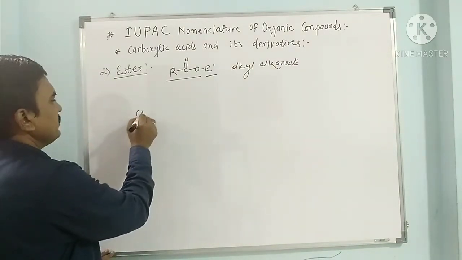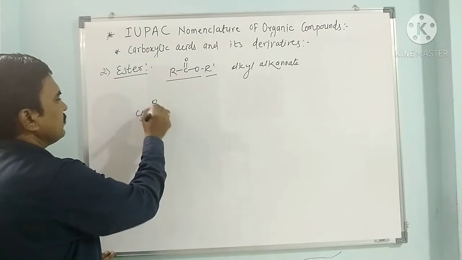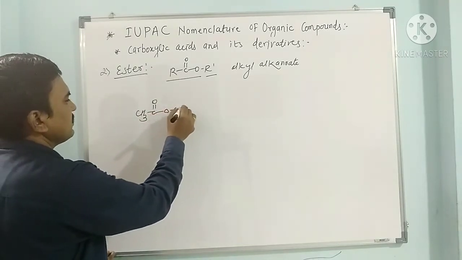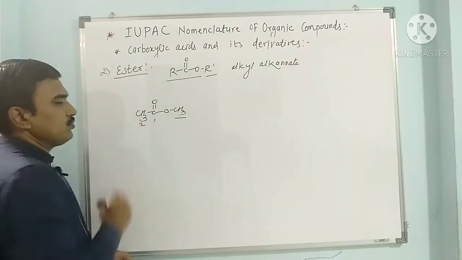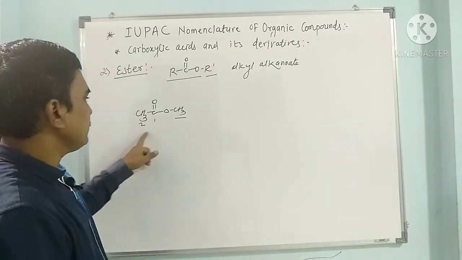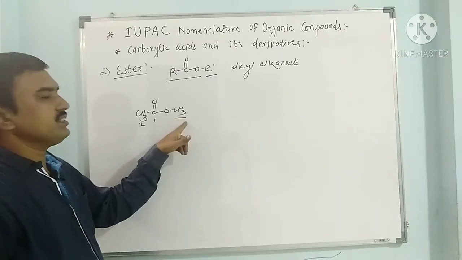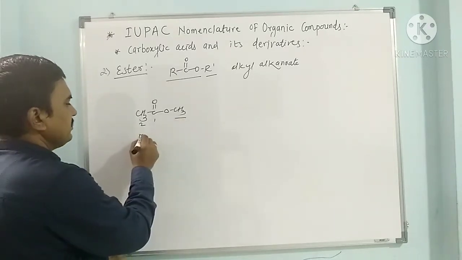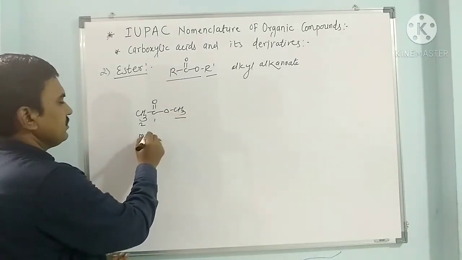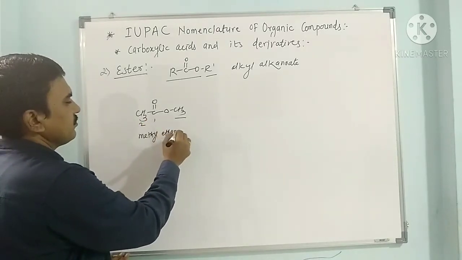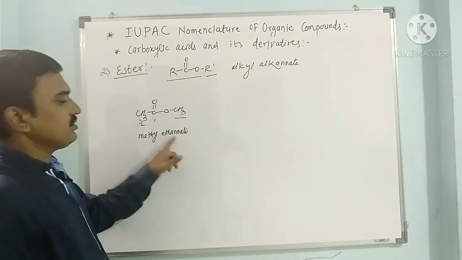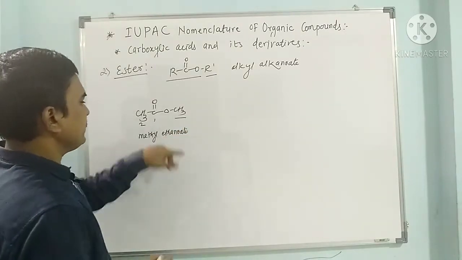Simple example: CH3COOCH3. So methyl is attached to this. 1 and 2, 2 carbons are there. So this is ethanoate. 1 carbon is methyl, and this methyl should be named first, so methyl ethanoate, and this ethanoate is called acetate. So this is methyl acetate.